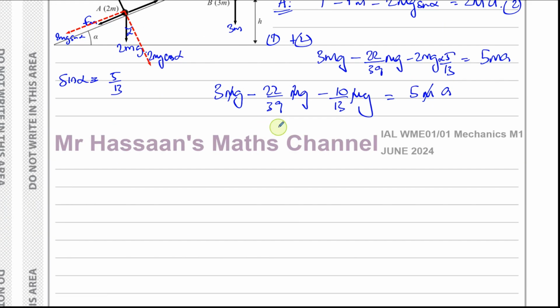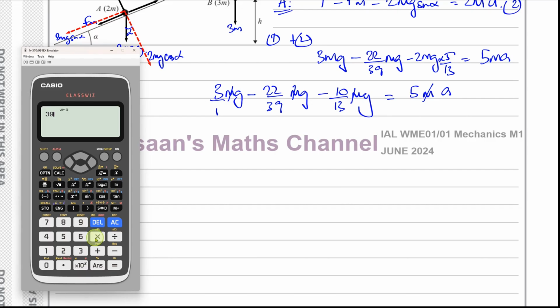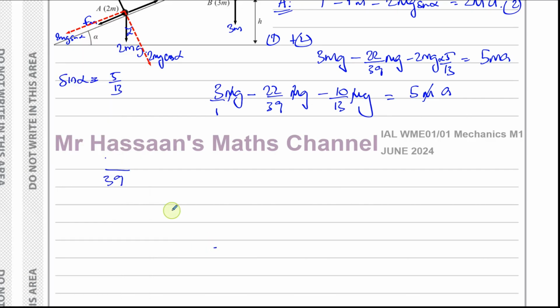Let's make these all over 39. We can put this in our calculator if you want to, but if you make this over 39, you have to multiply the top by 39. So what's 39 times 3? 39 times 3 is going to give us 117. So it's 117 over 39 g minus 22 over 39 g, which is already over 39, minus, this has to be multiplied by 3, 13 times 3 is 39, so minus 30 over 39 g, equals 5a.